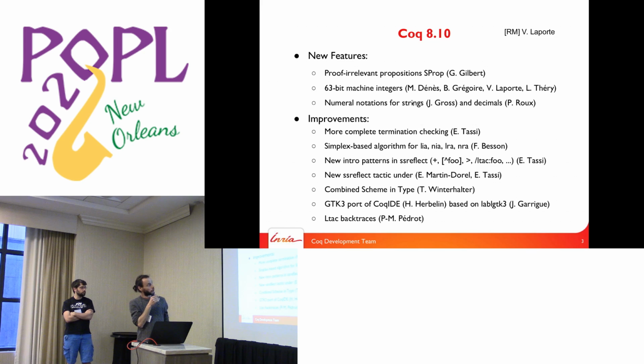We have integrated a primitive notion of integers inside Coq's terms. So you can really compute with these fixed size integers, and they're represented compactly. That has been done by Maxime Dénès, Benjamin Grégoire, Vincent Laporte, and Laurent Théry. And we have also an improved system for numeral notations and decimals, and many smaller improvements.